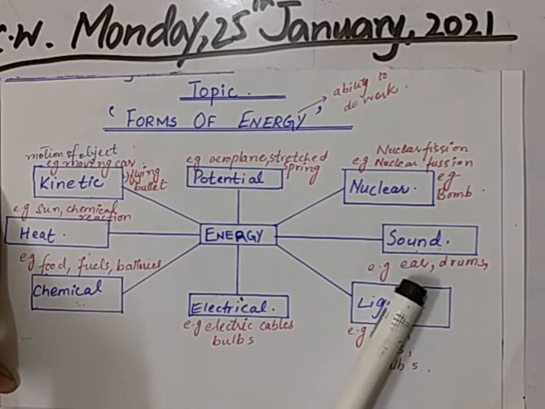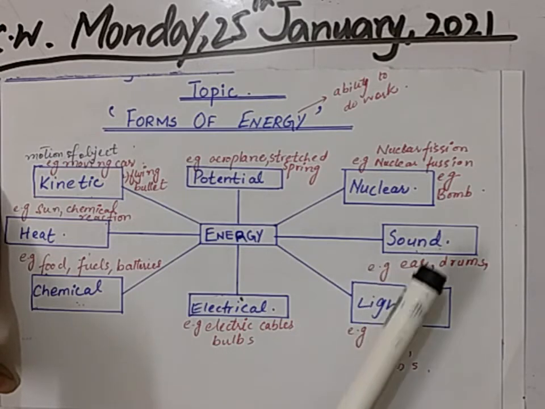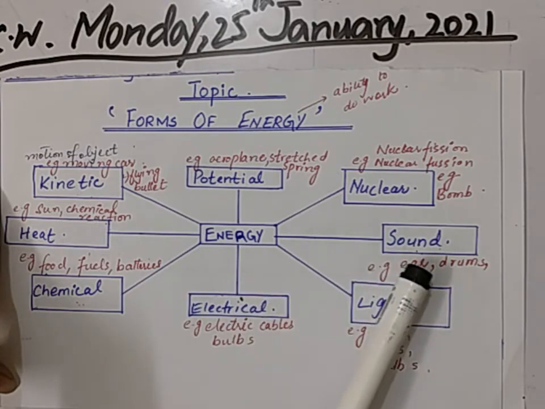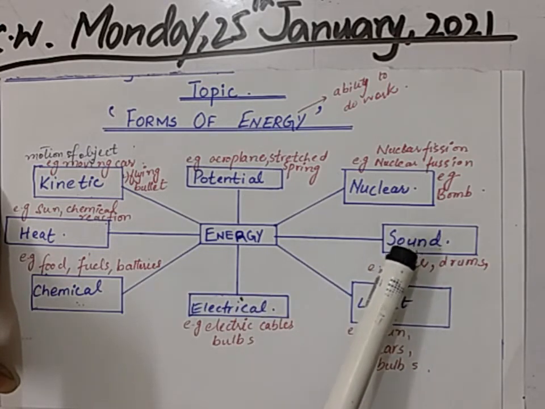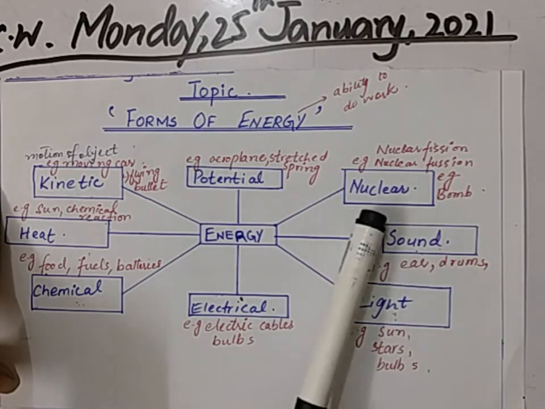What is sound energy? Sound energy is produced by vibrating objects. Our vocal cords vibrate when we are speaking. So the examples of sound energy written here are air, drums, and many other musical instruments are also included in the examples of sound energy. Next one is nuclear energy.